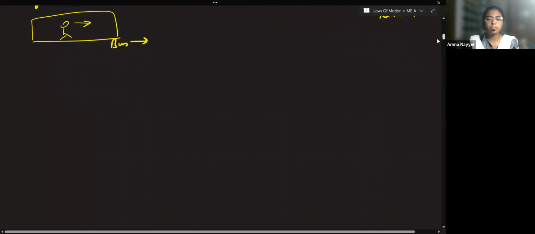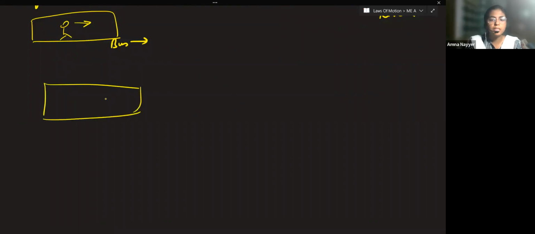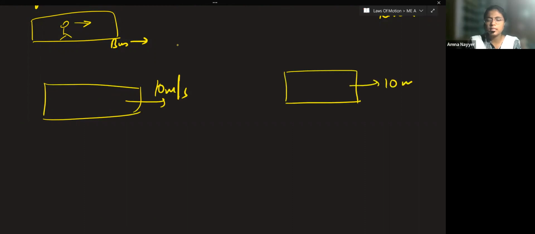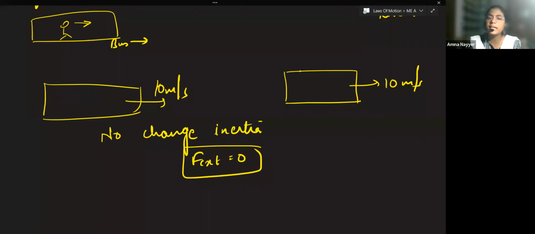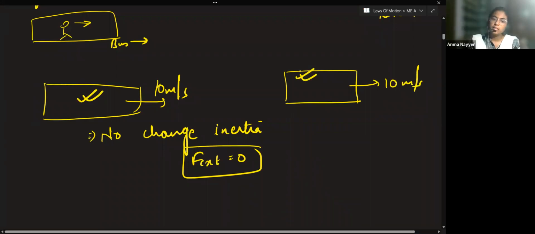See, a car is moving, let's say with velocity 10 meter per second. At this point also, the car is moving with 10 meter per second. So what has happened? There is no change in inertia. That's why the body was not able to change its state. It means there is no external force. That's why the body is not changing its state of motion. Here also the body is in state of motion, and here also. So there is no change in inertia. Fine. You can understand that inertia will get changed only if an external force is present.